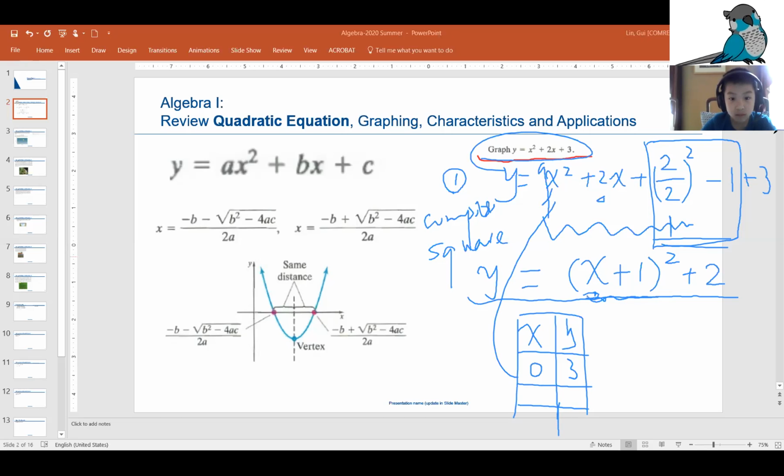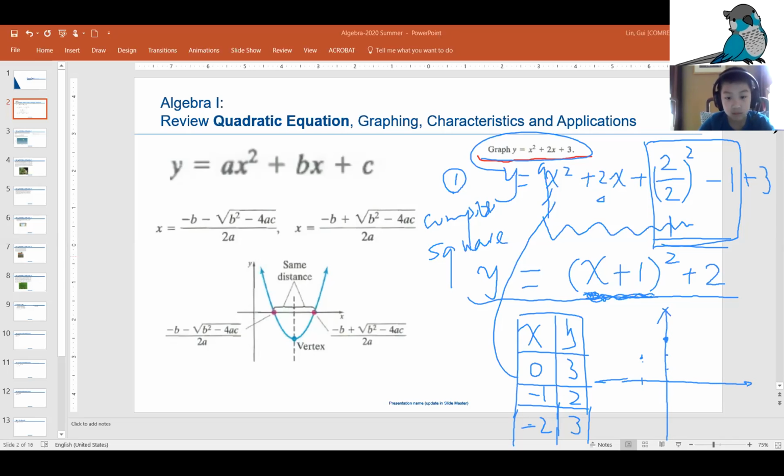You can also see when x is -1, this part becomes 0, so the square is 0 and y becomes 2. And when x is -2, it also becomes 3, right? So that's 3 points, and you can easily graph this out. Let's see: (0, 3), right? And at -1, y becomes 2.